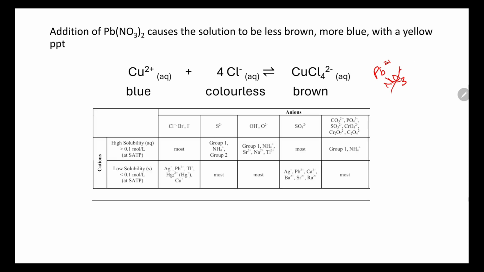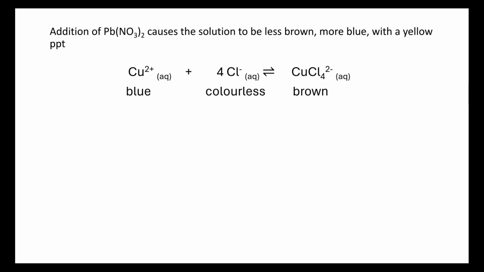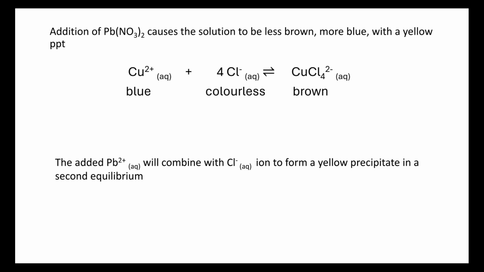So now the question is, does my lead 2 interact with anything? So again, we'd pull up our solubility table, we'd look for a chloride, we'd see lead 2, low solubility. So again, that means that it's going to establish a secondary equilibrium. And so we can say that my lead 2 ion will combine with my chloride ion to form a yellow precipitate in a secondary equilibrium. Now, you may not necessarily know the color of all the precipitates, but we can help to tie it back to our observations.